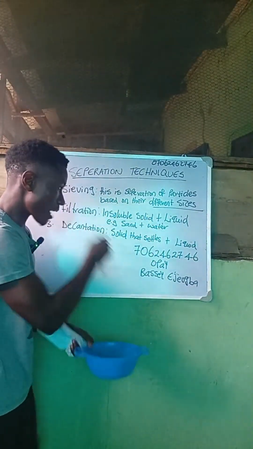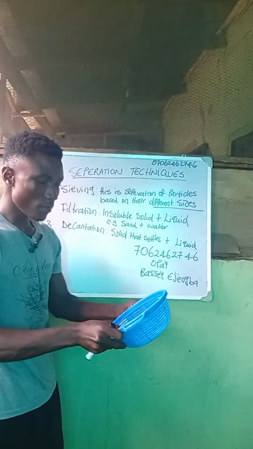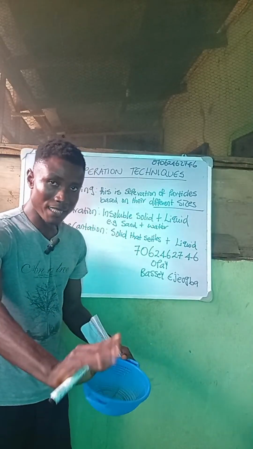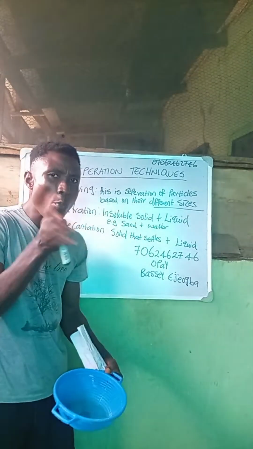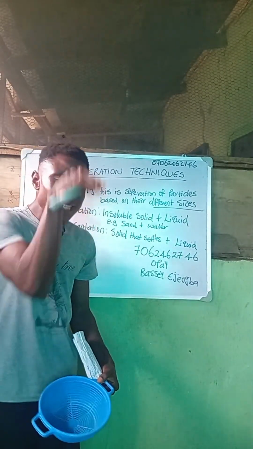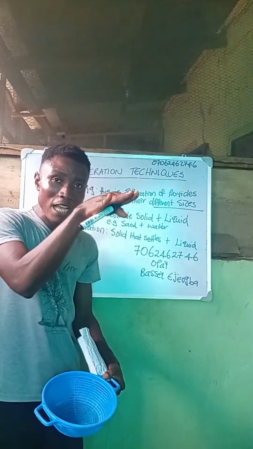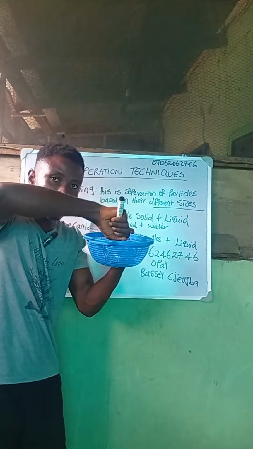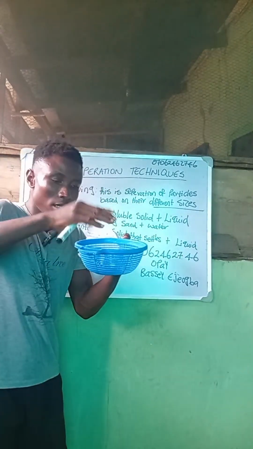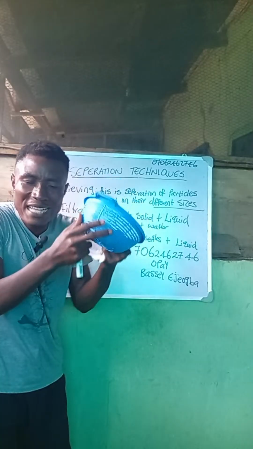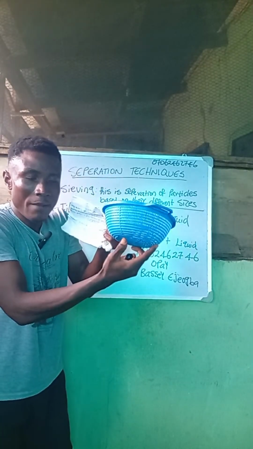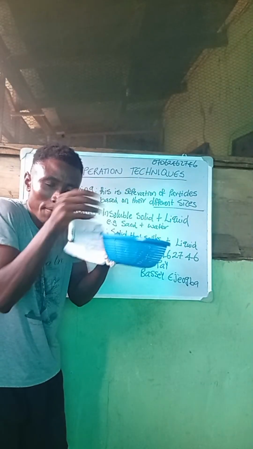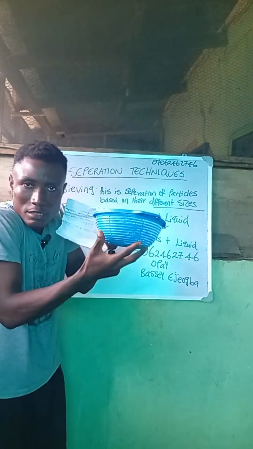So now decantation, I say it involves solid that settles. After you cook your rice, you first of all parboil your rice. When you parboil your rice, what happens? The rice goes down, and the water is up. Now you would decant. You pour the rice into the filter. As you're pouring, the rice settles. There's no way the rice will pour outside and the water remain in the filter. It's not possible. Rather, the rice will settle in the filter and the water will pass.